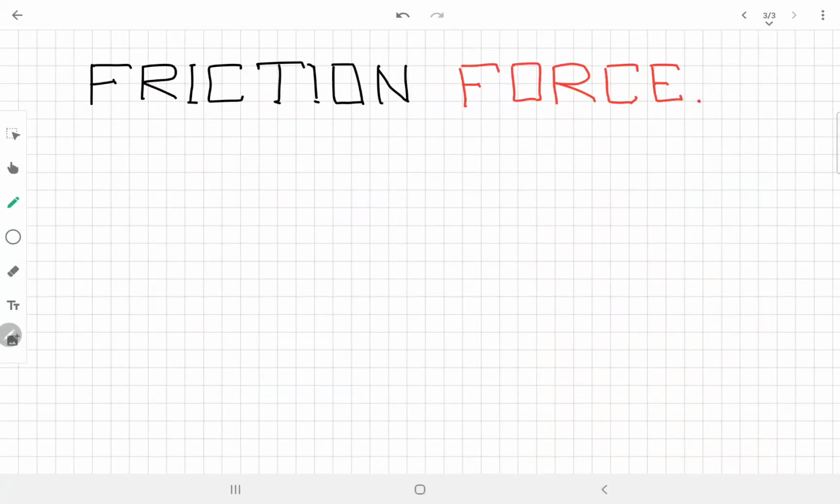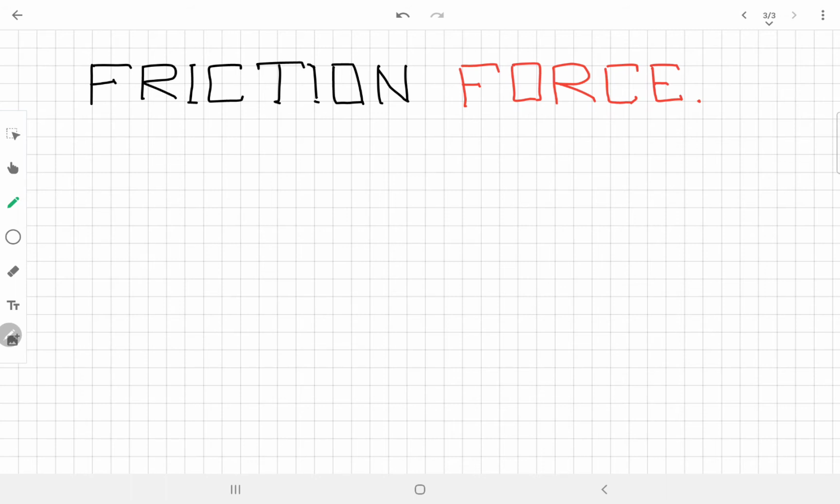Now let's talk about friction force. In general, friction force is a force that will try to stop the motion of objects. This friction force usually appears when you have a direct contact between these two objects. For example, a table, and you have an object on that table. If you try to move this object, there will be friction force.